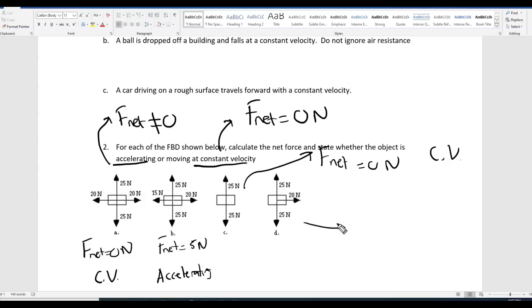And 2D, this net force is going to be 20 newtons to the right because the 25 and the negative 25 are going to cancel out. Again, the 20 is unbalanced, and so the net force is basically going to be 20 newtons to the right, and so this object is going to be accelerating. So really easy warm-up question today. Hopefully all of those made sense. Pause it there if you need to.